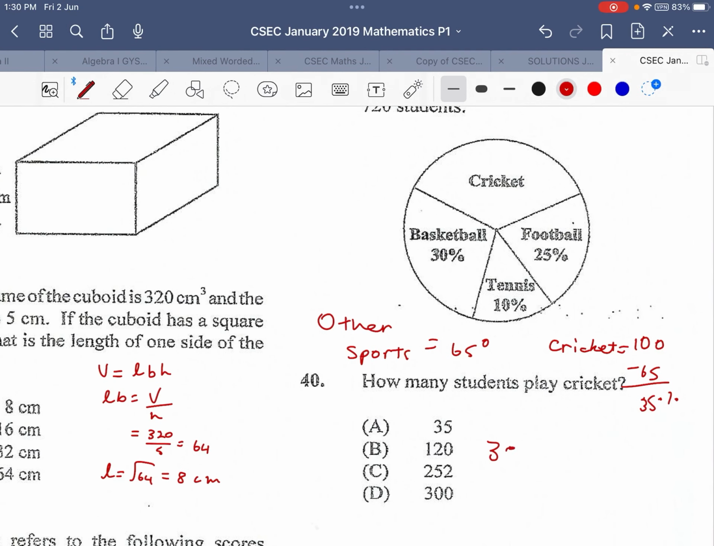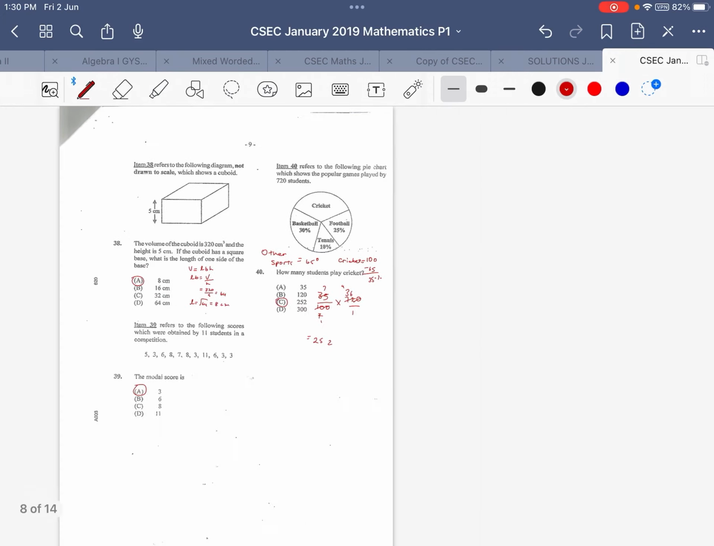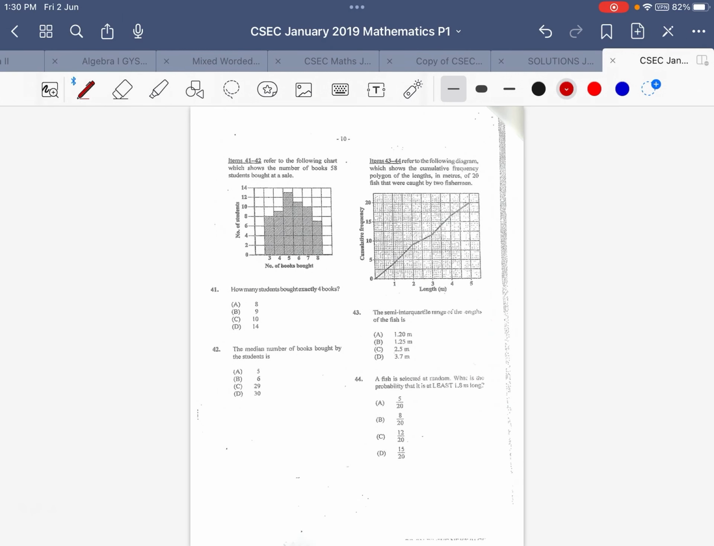We'll have 35 over 100 multiplied by 720 over 1. 5 into 35 is 7. 5 into 10 is 2. 2 into 2 is 1. 2 into 72 is 36. 6 times 7 is 42. Right, 3 times 7 is 21, and 4 is 25. Right, so that's 252 students that play cricket. Again, you need to do all of this mentally because you are not allowed to use a calculator in your exam.